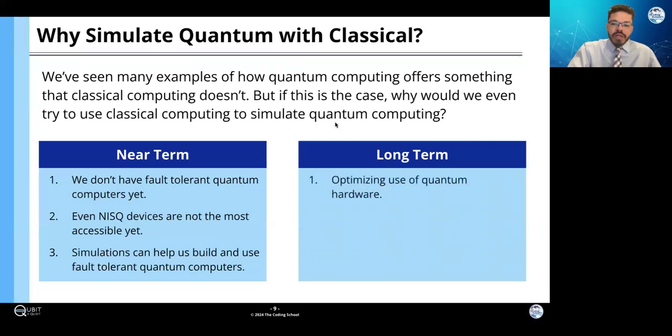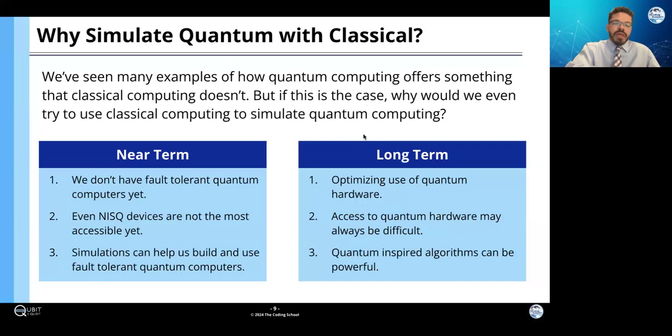So in the long term, simulations can help us optimize use of quantum hardware. It may be the case that quantum computers are always going to be these very large, technically demanding pieces of technology that are only available maybe in a university or a corporate private kind of setting. And so simulating these may be the right way to make them more accessible. Maybe you do a simulation of a small part of your problem on a classical computer before you take the big problem to an actual quantum computer.